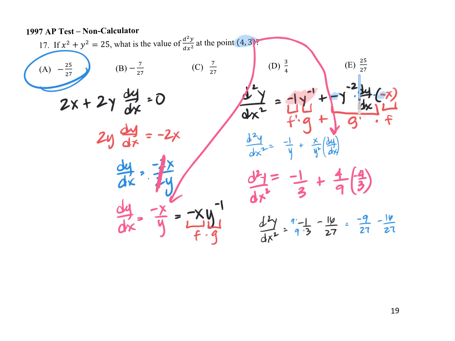Yeah, it really was. I agree. Look at how nasty they are. You just did all that and they had a positive 25/27. So just be careful.